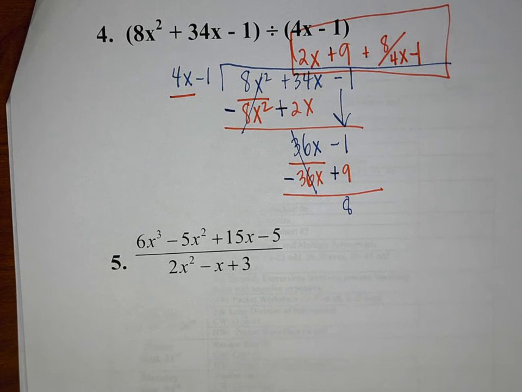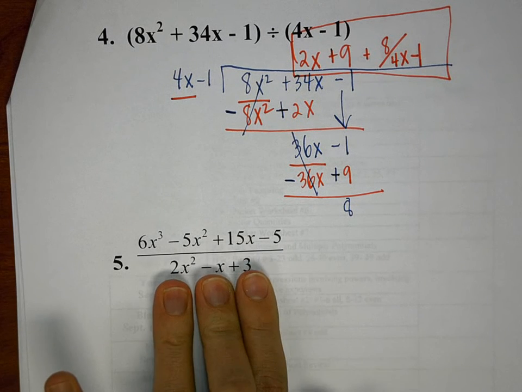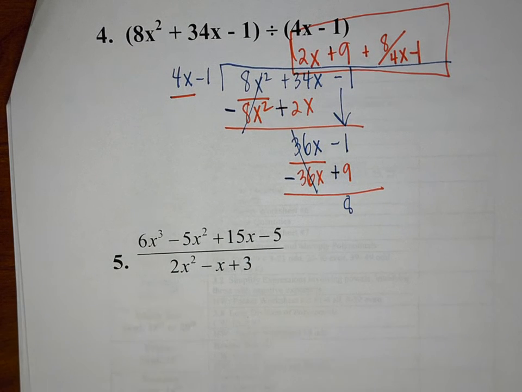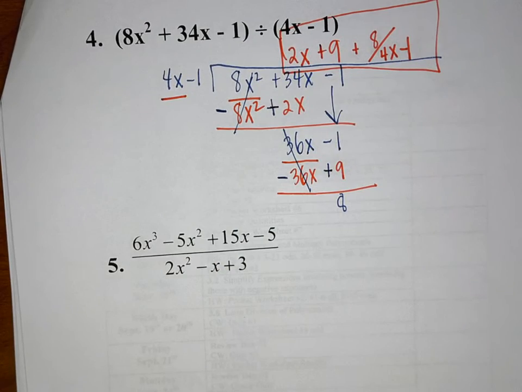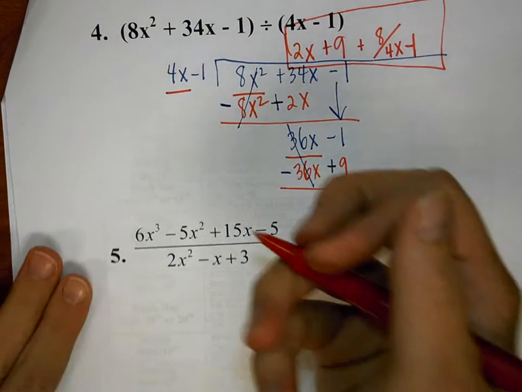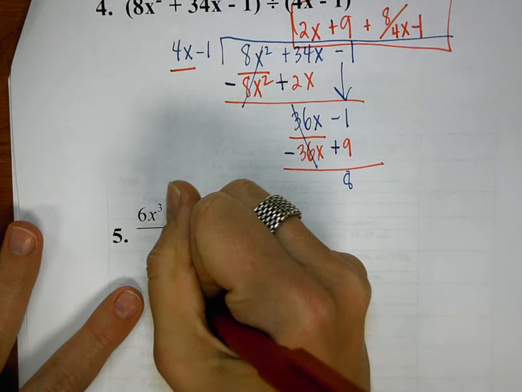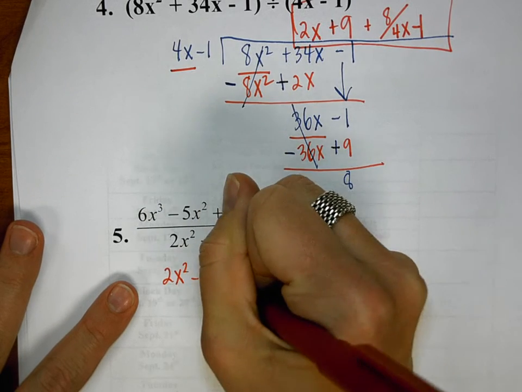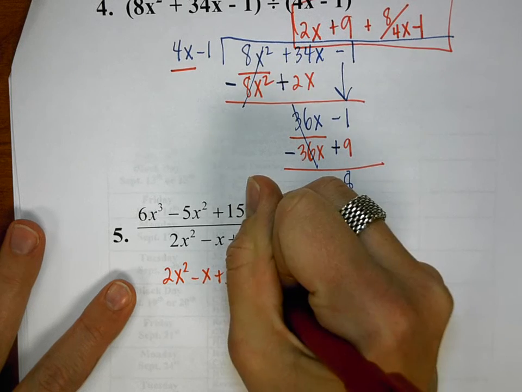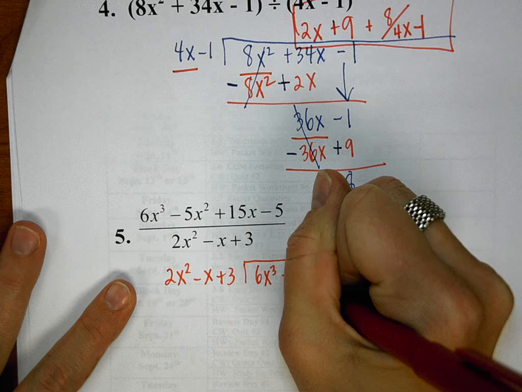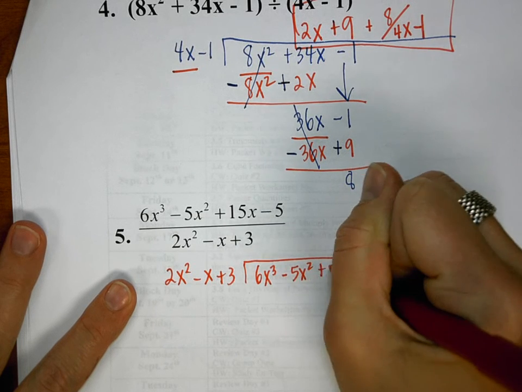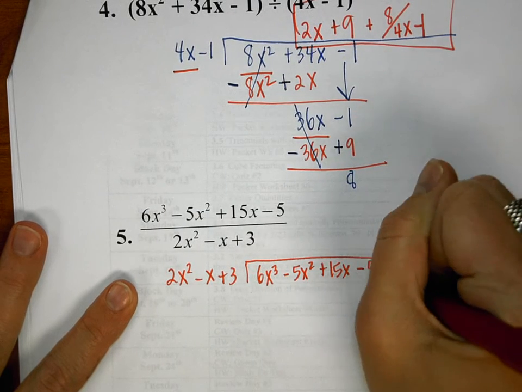Okay. So this one has 3 terms. It is the same thing, but remember when you choose a number, you're going to have to multiply it to 3 terms. Okay? So let's write out our long division. We have 2x squared minus x plus 3 divides into 6x cubed minus 5x squared plus 15x minus 5.